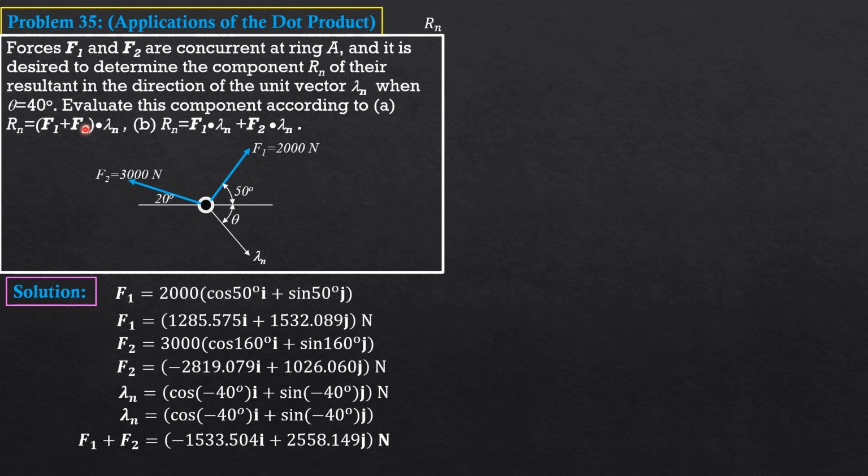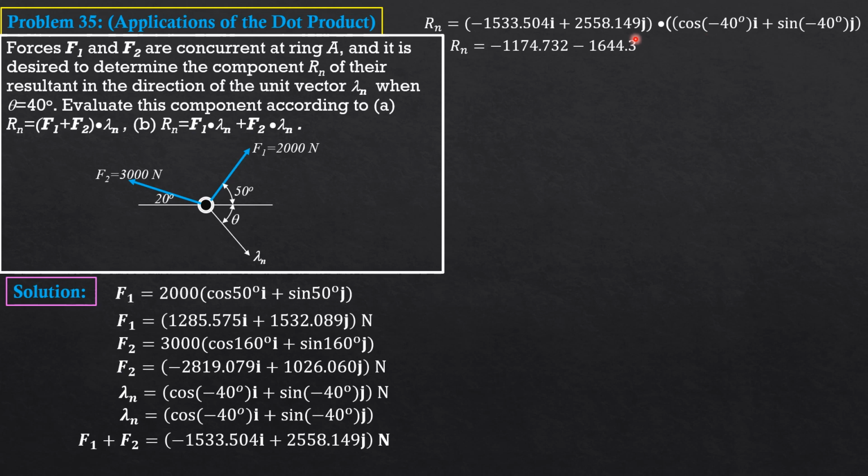Then applying this definition by dot product, Rn equals negative 1533.504 I plus 2558.149 J dot cosine negative 40 degrees I plus sine negative 40 degrees J. Then the Rn is negative 1533.504 times cosine of negative 40 plus 2558.149 times sine of negative 40. J dot J is 1, I dot I is 1, remember. So R sub n is equal to negative 2819 newtons. So that's the answer.